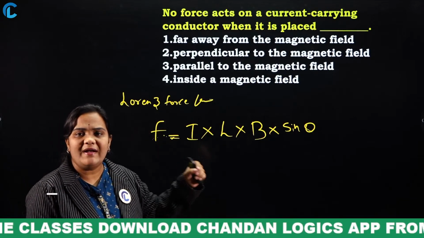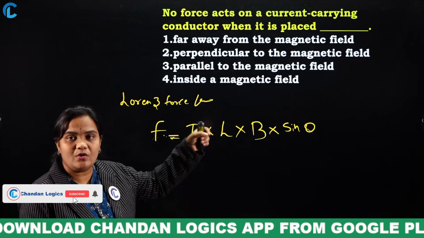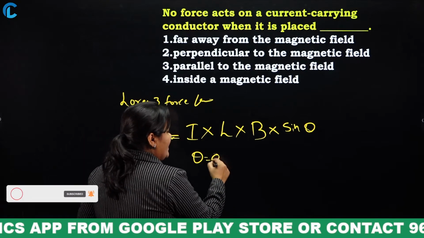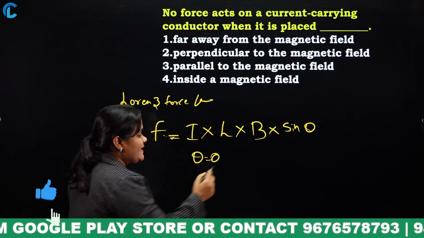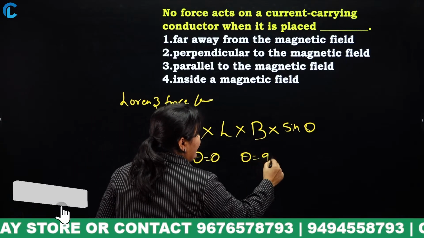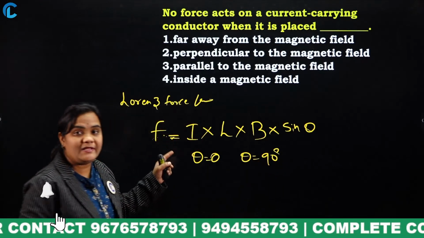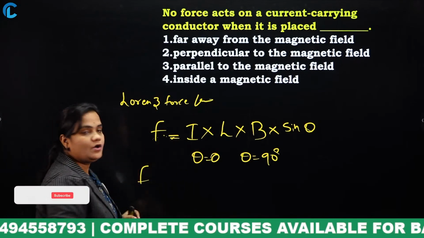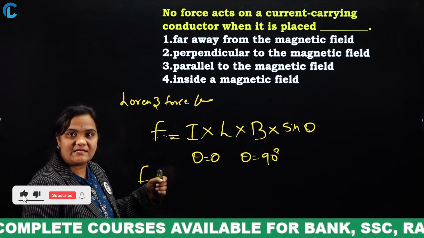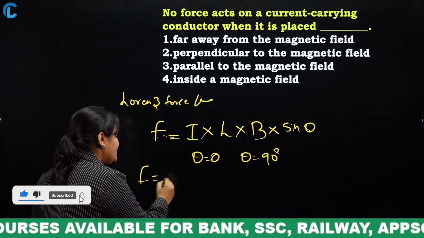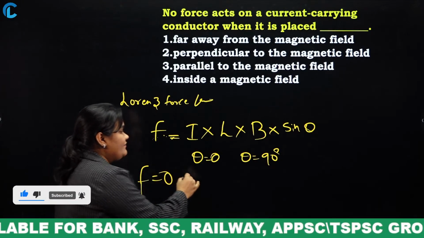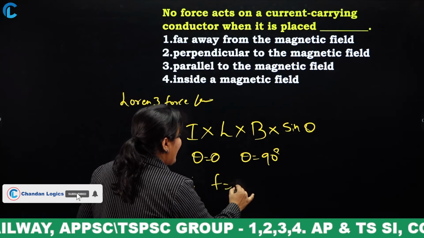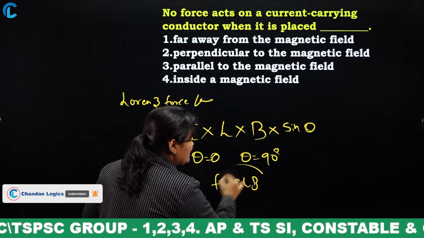What is sin theta saying? When the electric circuit is parallel, we can say that theta is 0, and if it is perpendicular, we say that theta is equal to 90. After explaining this, you must answer this question. If I take sin theta equal to 0, what will I get? Sin 0 is equal to 0, so F is equal to 0. And if I take sin theta equal to 90, F is equal to ILB. This is the maximum force.